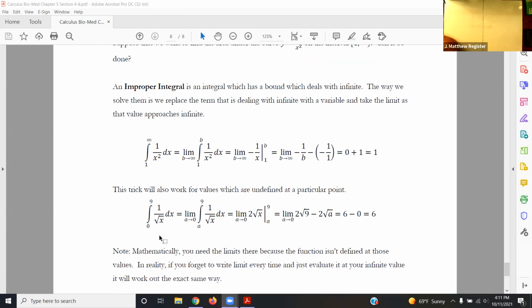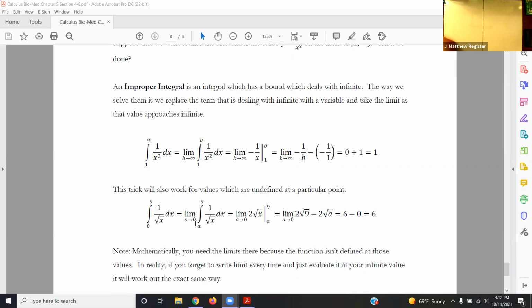There's also the case where the value itself might be undefined. For instance, with this one, the integral from 0 to 9 of 1 over the square root of x, at 0, square root of 0 is 0, and this gives 1 over 0, so it's undefined. That doesn't mean we can't solve it, though. In this case, we can actually find the area under this infinite region. The way we would do it, exactly the same.